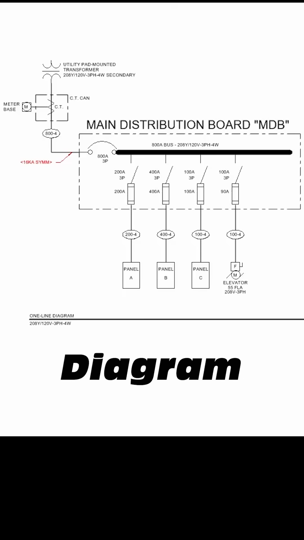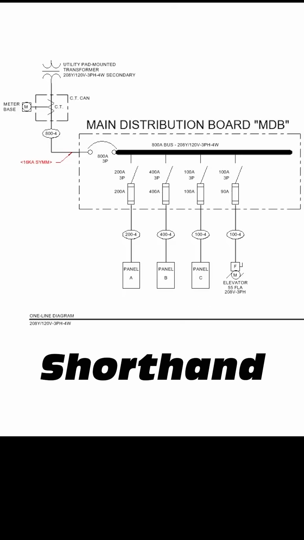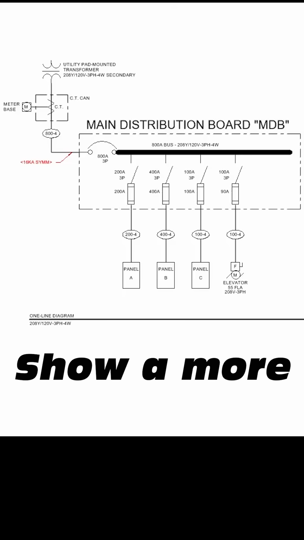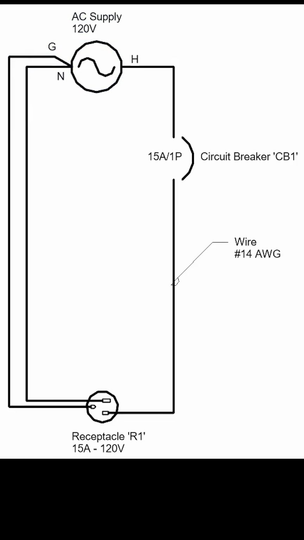What is a one-line diagram, also called a single-line diagram? Well, in the electrical power industry, we have a shorthand notation where we can show a more complex electrical system in a simplified form. This is a wire-by-wire schematic diagram for this system.